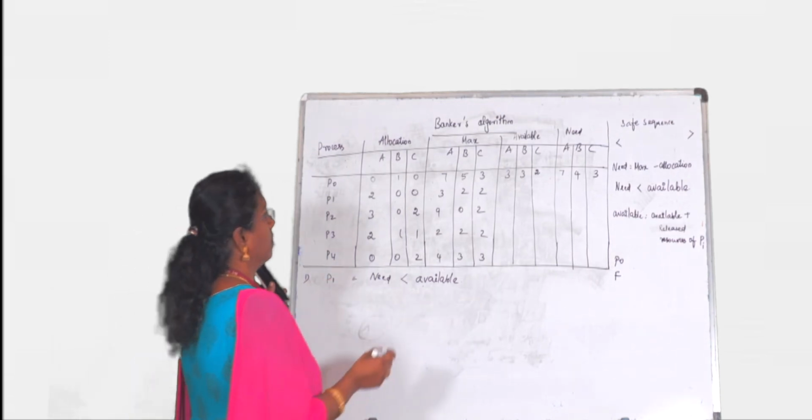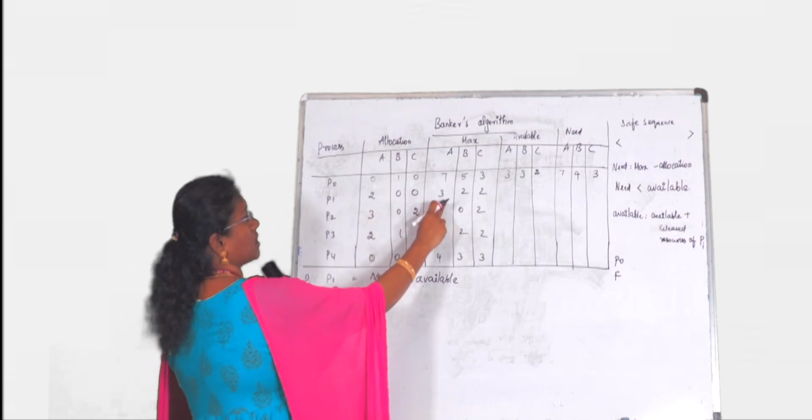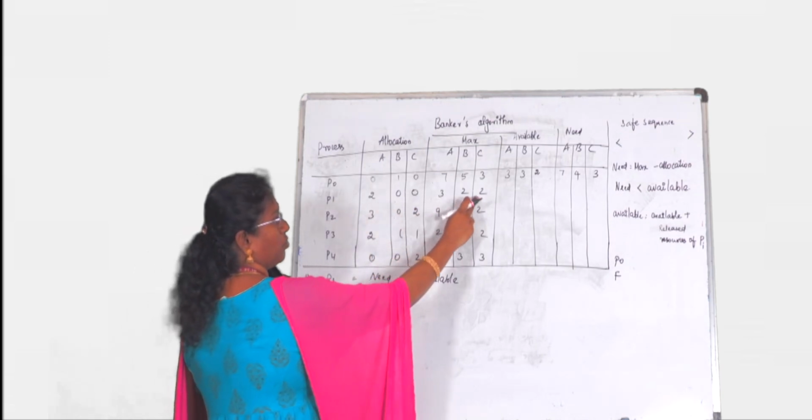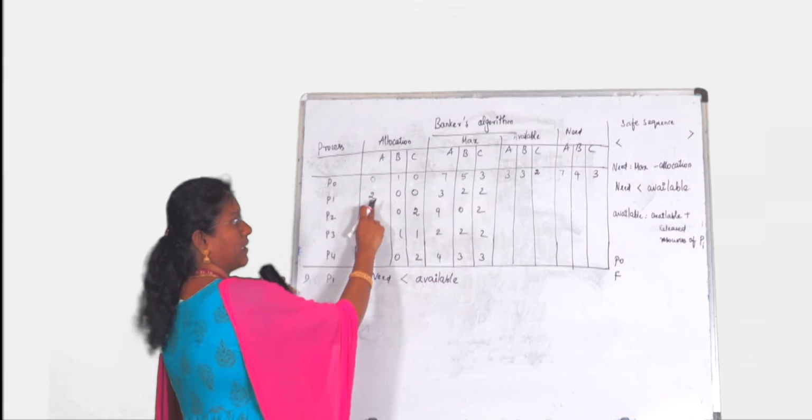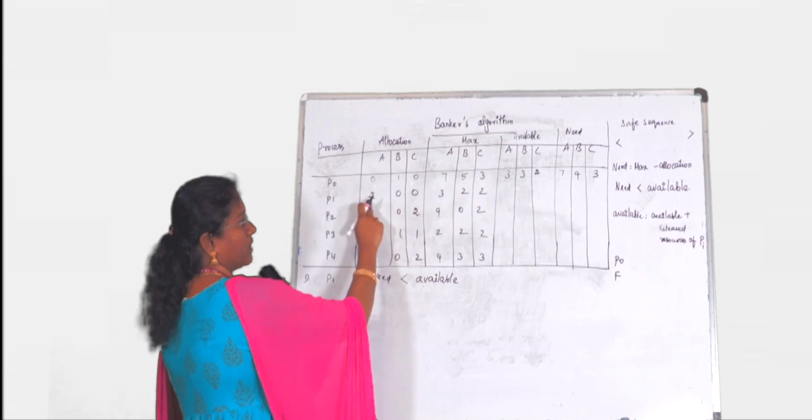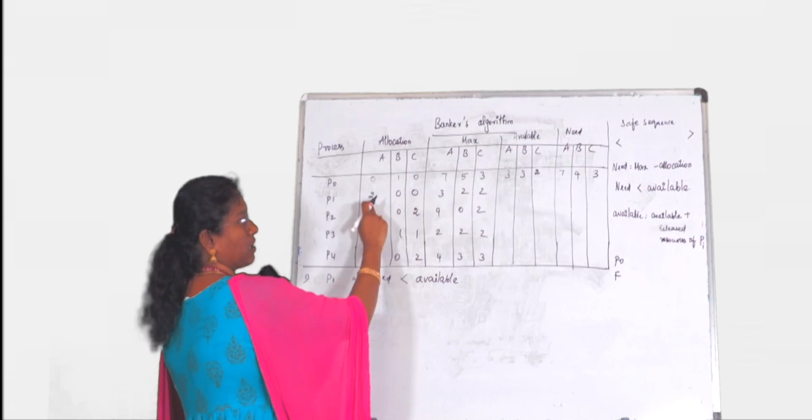Now see how much is the maximum resources. It needs 3, 2 has been allocated. So how much does it need? 3 minus 2, 1.